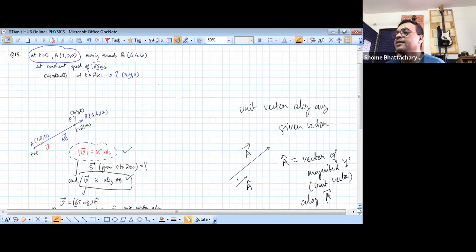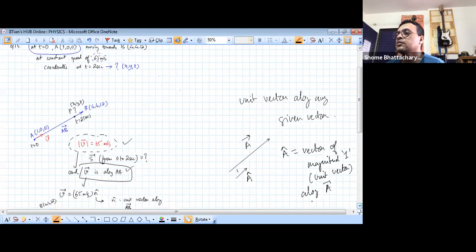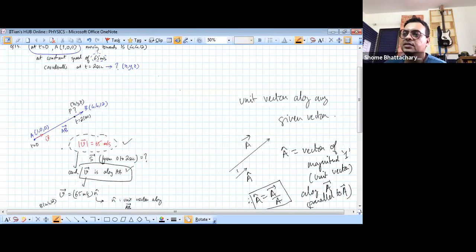So it is nothing but parallel to the vector E. So that is why this A cap is defined as the vector E divided by its own magnitude. Because then it will be a vector which is parallel to A, but its magnitude is 1. Okay? So like that, the vector I am talking about here is AB. So what is a unit vector parallel to AB? So it's a vector like this. It's a vector in the same direction as AB, but its magnitude is 1.